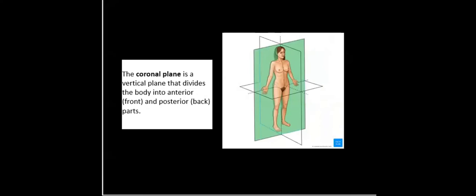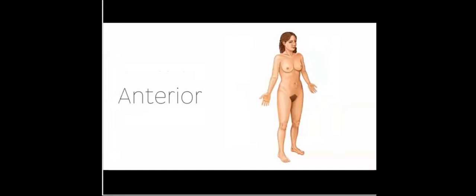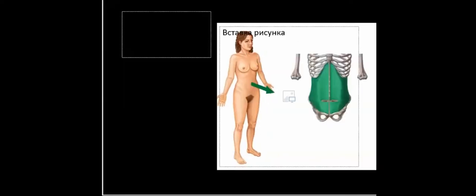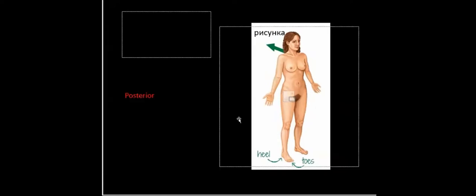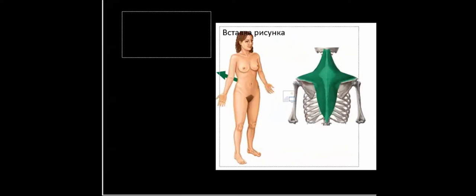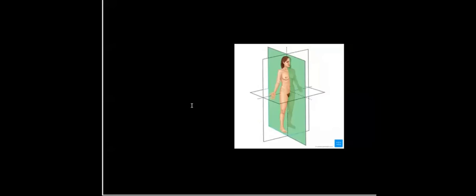Different sections. The coronal plane is the vertical plane that divides the body into anterior (front) and posterior (back) parts. For example, in the anterior part are located big parts of the muscles of the chest, after skin, muscles of the abdomen, and other structures. The posterior, in the dorsum or in the spine, in the posterior region in the back, has big portions of muscles of the spine and muscles of the back.